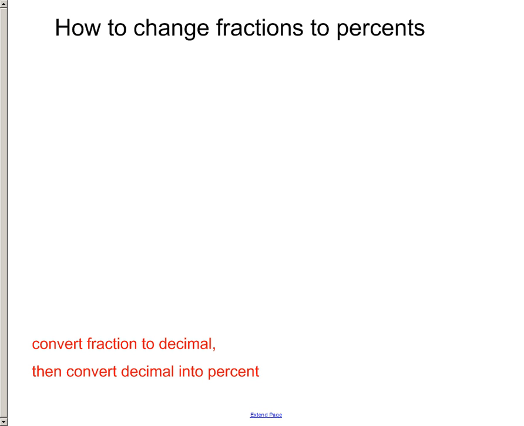For example, how would you change 1/4 into a percentage? Well, how do we change it into a decimal? Basically, you would take the top number and divide it by the bottom number. So 4 goes into 10 twice. Make sure you put the decimal there in front of it. We have 2 left over. 4 goes into 20 5 times. So 1/4 will equal 0.25.